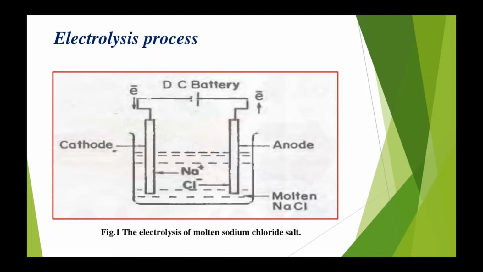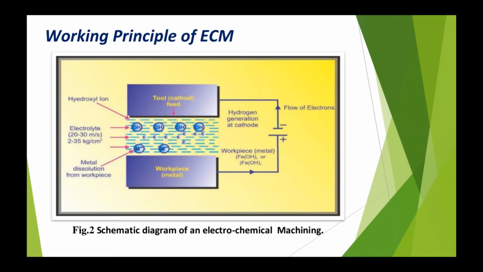Now let us move to the working principle of electrochemical machining. Again, I have taken a schematic diagram of electrochemical machining for reference. Here in electrochemical machining, a small DC electric potential, that is 5 to 25 volts, is applied across the two electrodes, that is, one is the cathode and the second is the anode. The anode acts as the workpiece and the cathode acts as the tool, and both are immersed in the electrolyte.